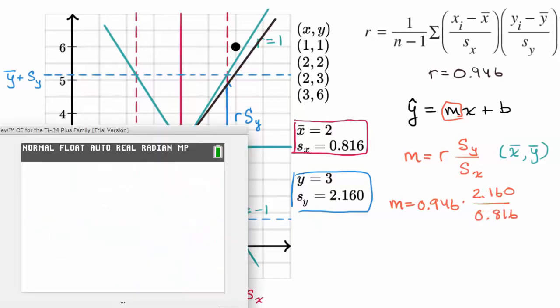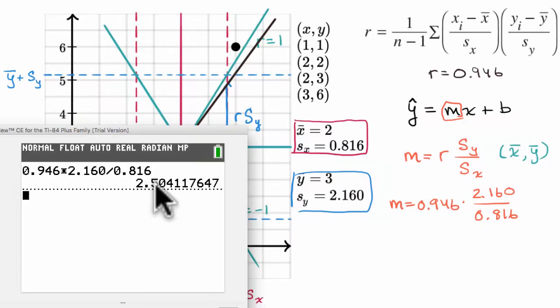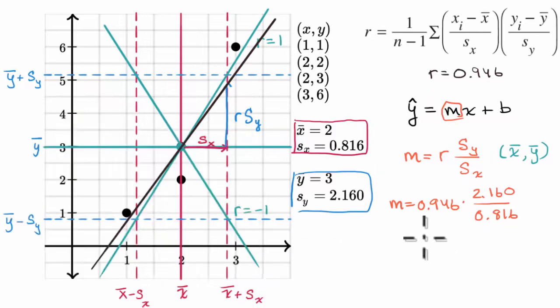We can get our calculator out to calculate that. So we have 0.946 times 2.160 divided by 0.816. It gets us to 2.50. Let's just round to the nearest hundredth for simplicity here. So this is approximately equal to 2.50.